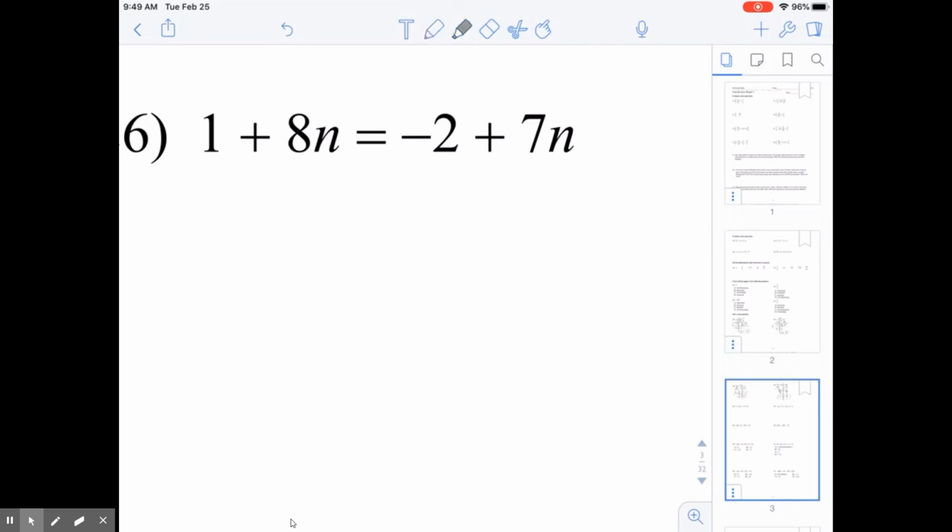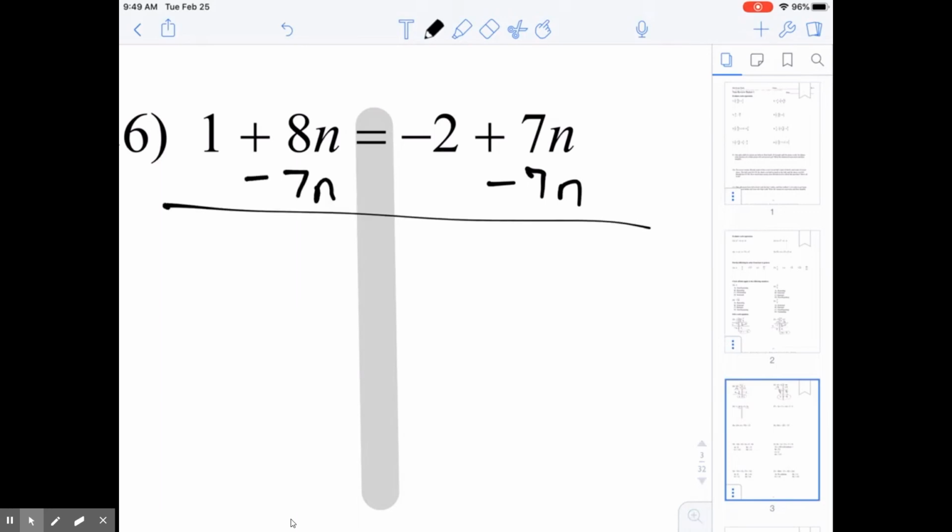So to move this 7n to the left, what I'm going to have to do is subtract 7n. I'm subtracting 7n because it's positive. And so minus 7n on both sides. And I'm left with this 1 comes down. 8 minus 7 is positive 1.